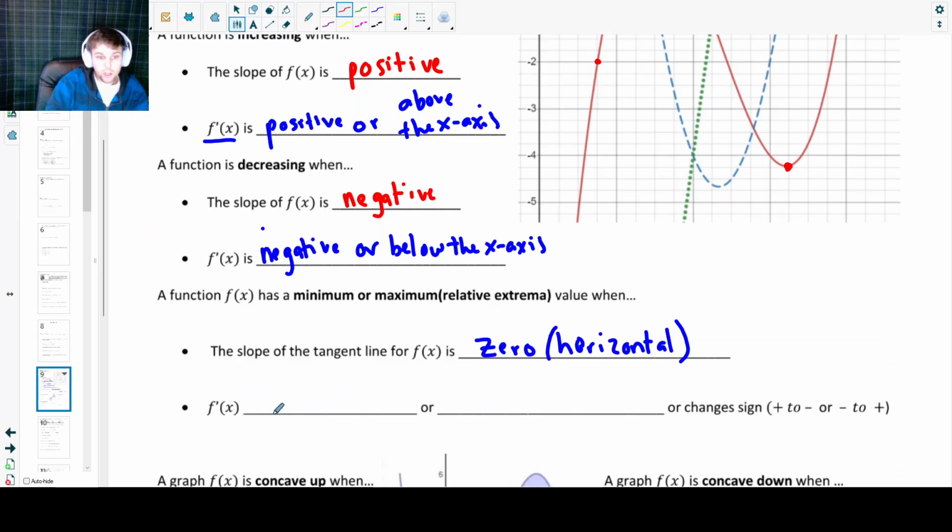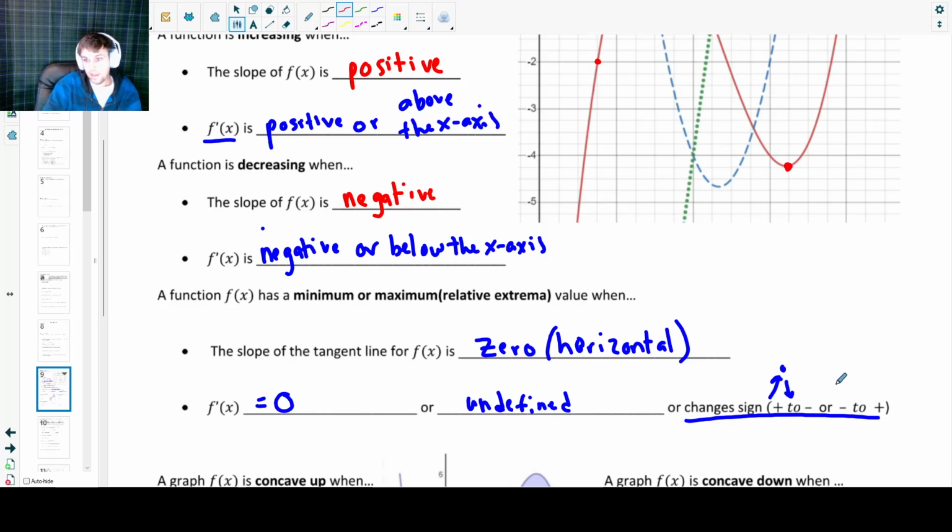That also occurs when the derivative f prime is equal to 0, or undefined. That is another time that this can happen, when our derivative is undefined. Changing sign from positive to negative, right? So if a derivative changes from positive to negative, that indicates that we have a maximum point. And if it changes from negative to positive, that indicates that we have a minimum point.